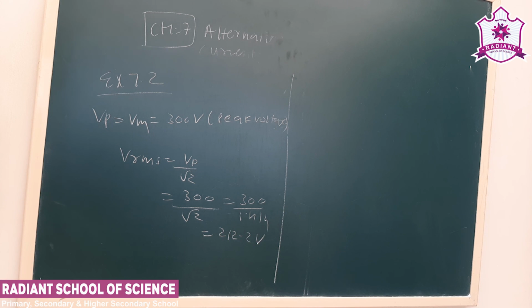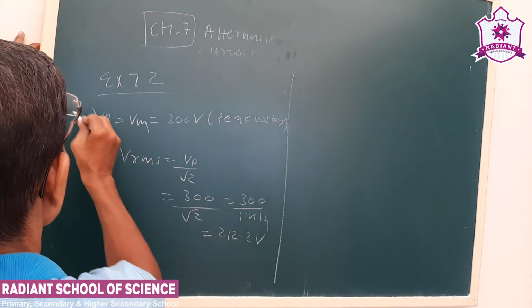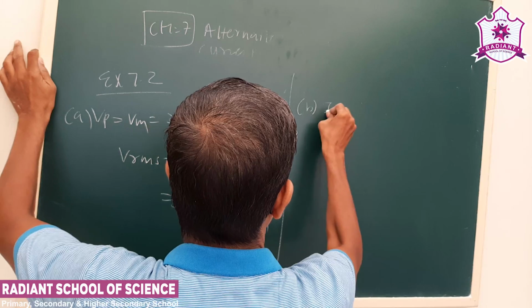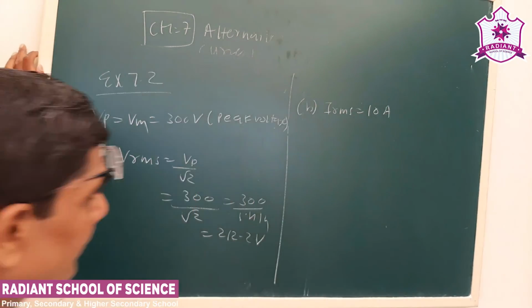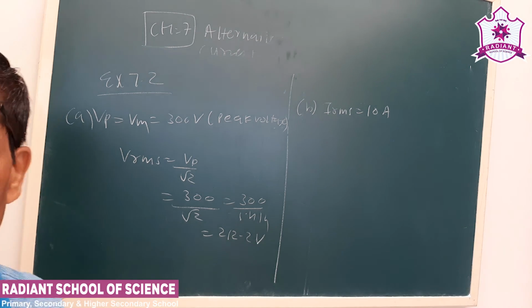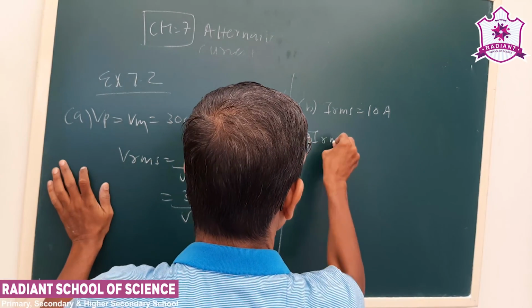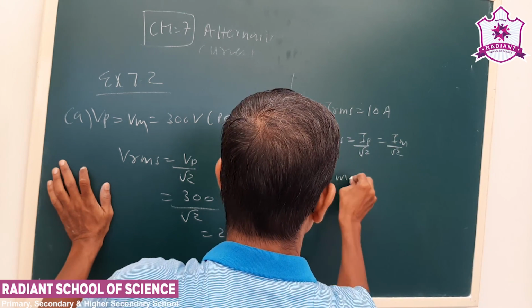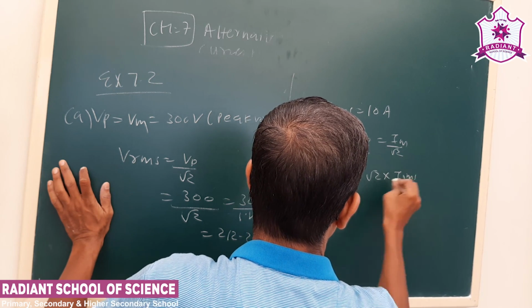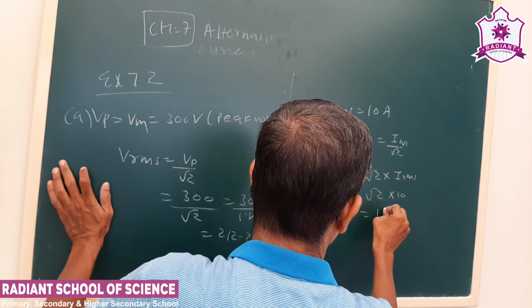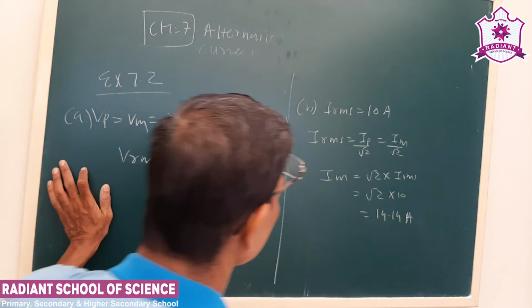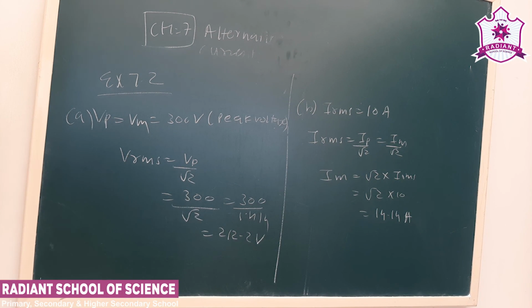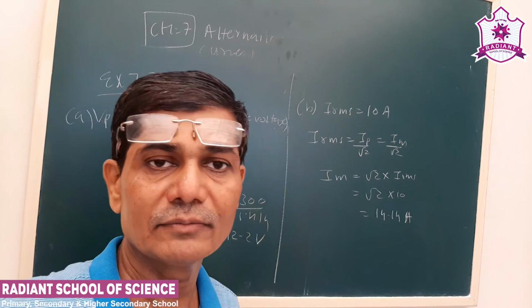Okay, now secondly, we are given the RMS current is 10 ampere, and we have to calculate the maximum value of the current. Now see, IRMS is Ip upon root 2, or you can say Im upon root 2. So this is very simple. Here Vp is given, we have to find out VRMS. Here maximum current is given, we have to find out RMS current.